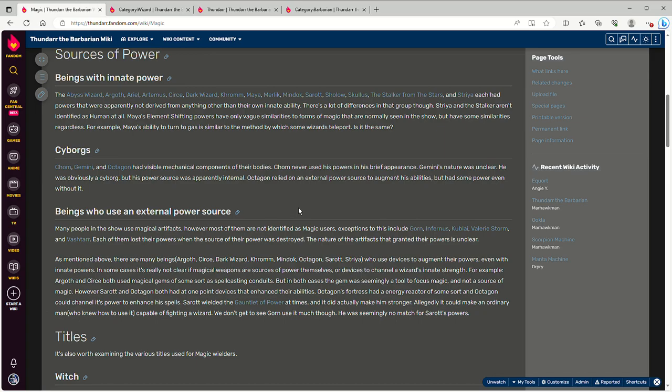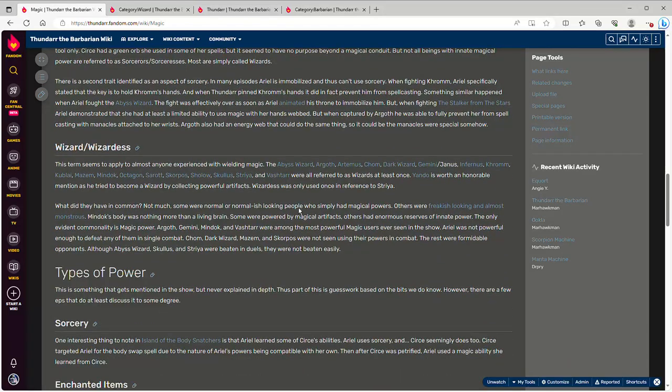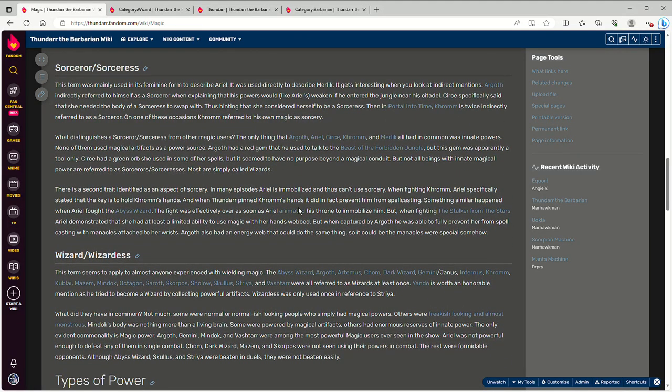Like, it's mentioned that I hear it's like titles like witch, sorcerer, wizard. What it says here is that wizard seems to be for anyone who is potent. Someone like Vashtar, Gemini, who has their own citadel, their army, and controls a region of territory. That's the key thing with wizards.